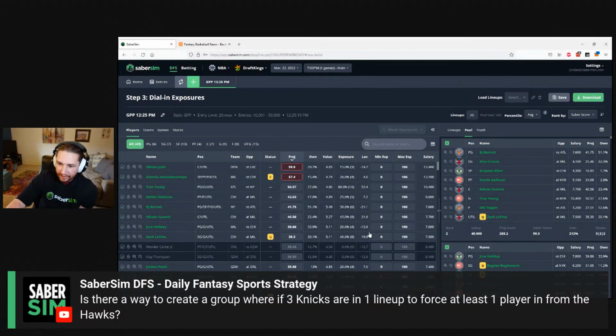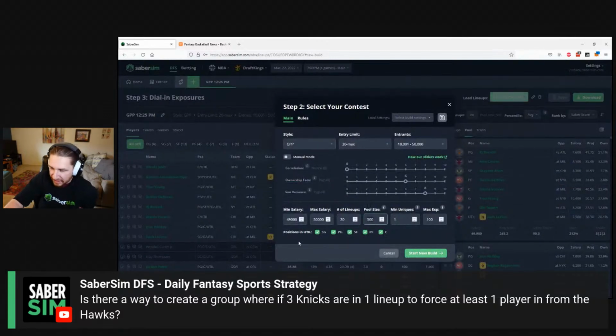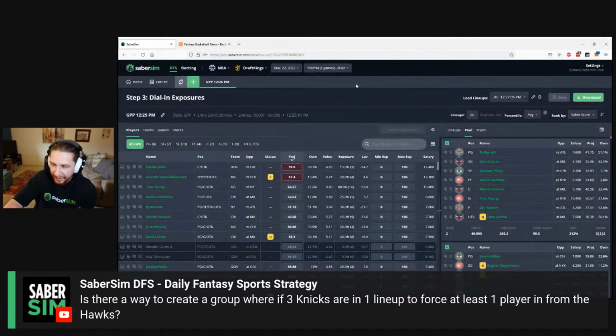If you're going to do this, I would recommend building a much bigger pool size, like 1,500 lineups, so you have enough lineups to work with. And keep in mind that you can run into a little bit of trouble with late swap. I think long-term, it is our plan to add conditional groups here. It's not a very easy way to do it at the moment.